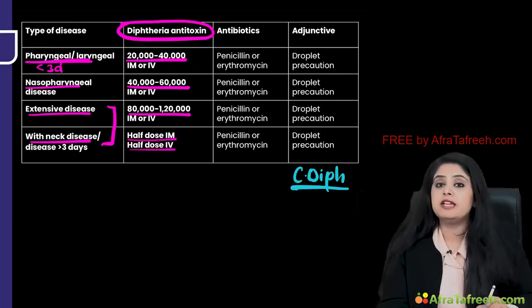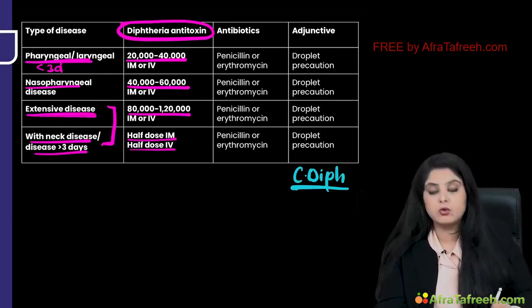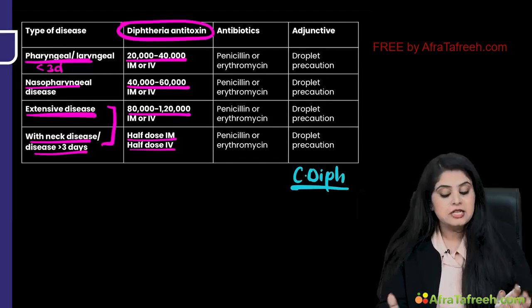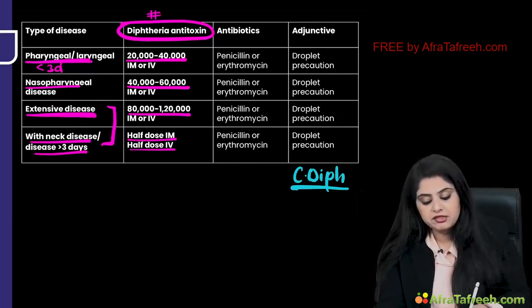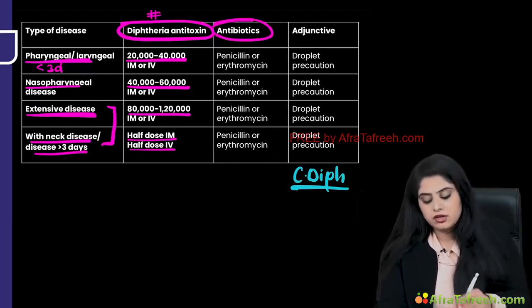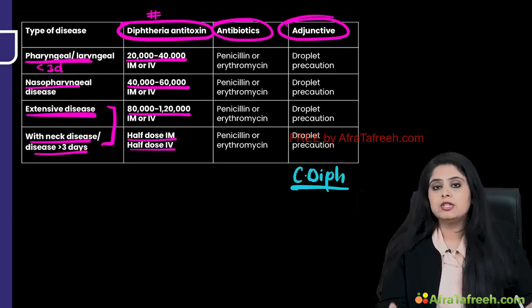That is what is done for very prolonged diseases or diseases beyond 3 days or diseases which are going to be involving too much of the body, extensive. You give a higher dose, half IM, half IV. So antitoxin is the mainstay. Antibiotics are given, penicillin or erythromycin, and till the time the person is cured, droplet precaution has to be taken.